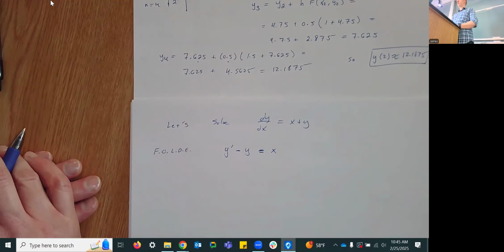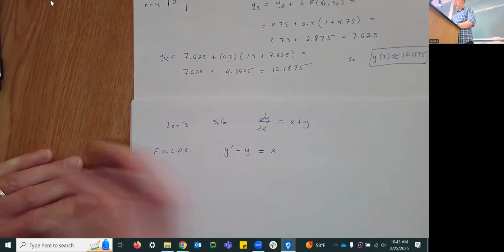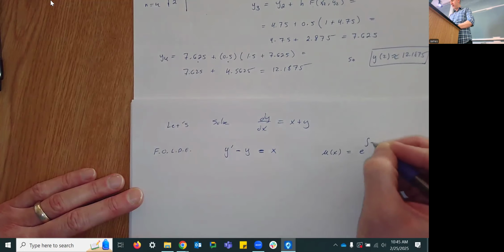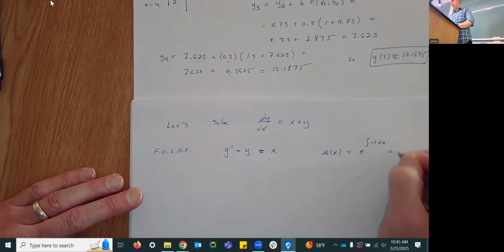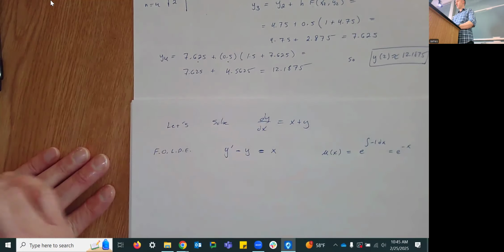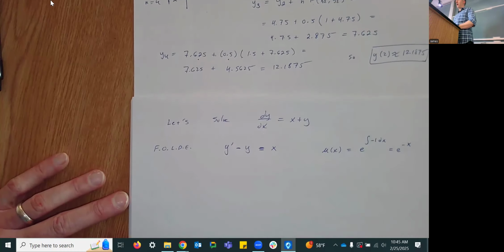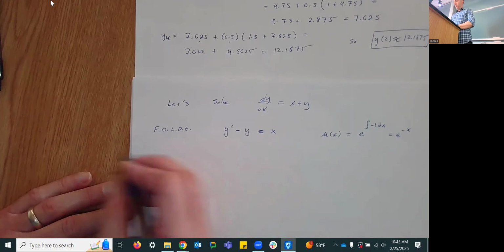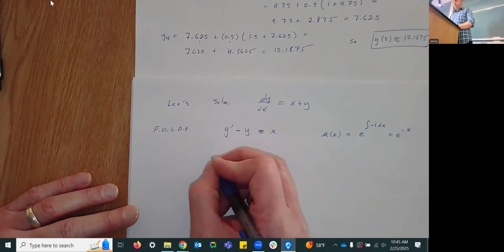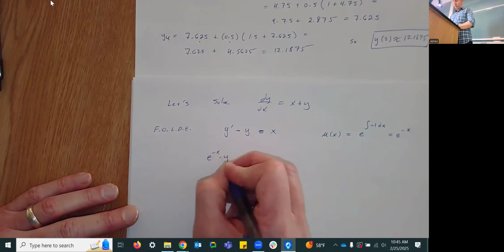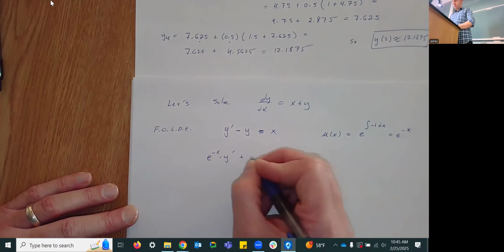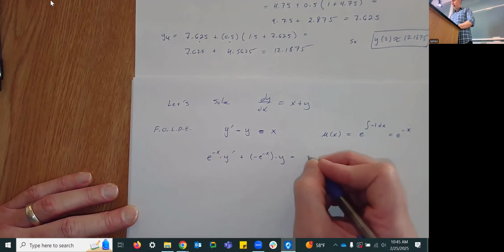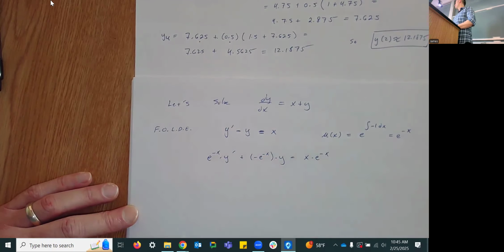What's our p of x here? Right. So our mu of x, our integrating factor, is going to be e to the integral of -1, which is just going to be e to the negative x. As you're well aware, I'm a fan of doing the whole process of multiplying through by the integrating factor. So we multiply everything by e to the negative x. We're going to have e to the negative x times y prime plus negative e to the negative x times y equal to x times e to the negative x.